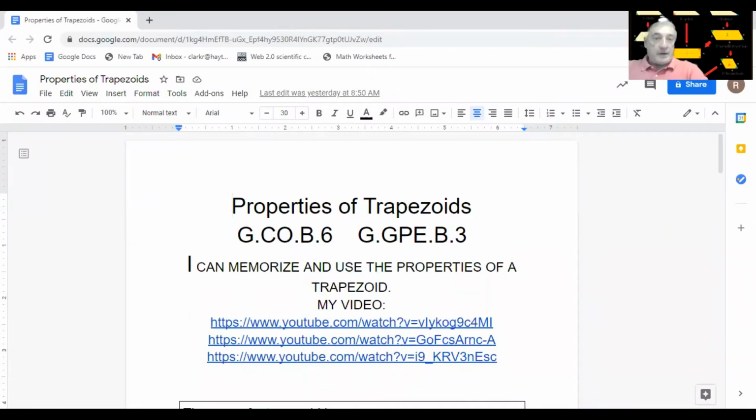Today we need to talk about the properties of a trapezoid. This is GCO.B.6 and G.GPE.B.3. I can memorize and use the properties of a trapezoid. Memorize and use.